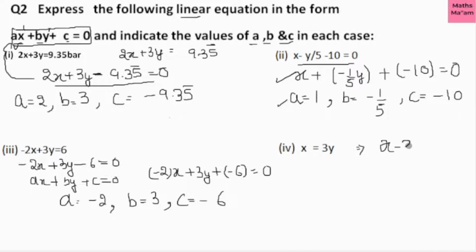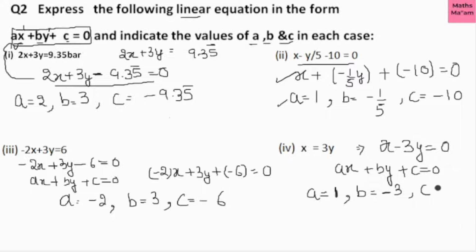We can write x minus 3y is equal to 0, right? Now we can compare this again with ax plus by plus c is equal to 0. So here we can see that a is equal to 1, the coefficient of x, b is equal to what? Minus 3, right? We have to take the minus sign also, because in the standard form everything is positive. Now here there is no constant term, so we'll write c is equal to 0. Like this we have to do every part.